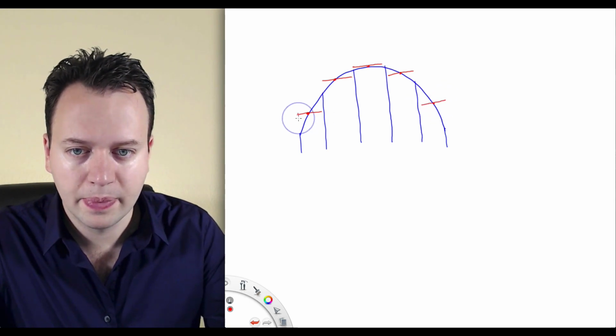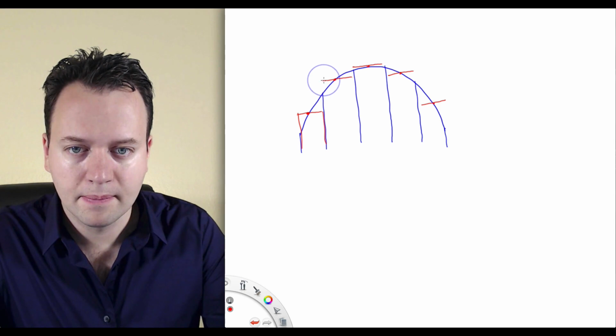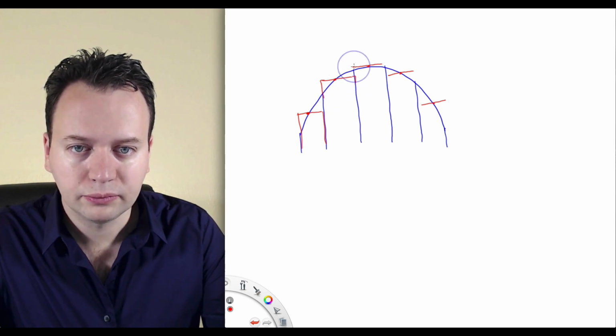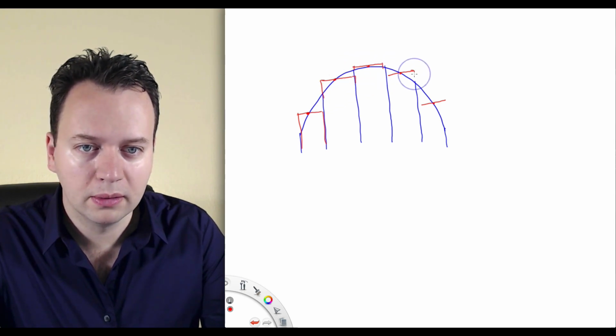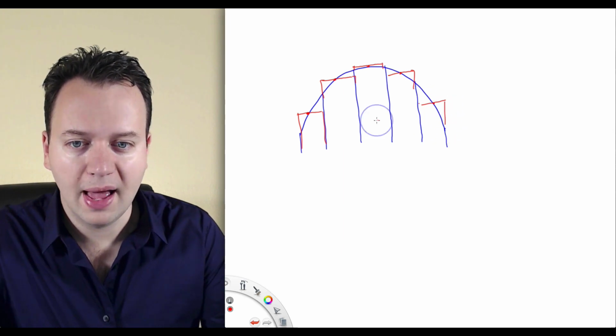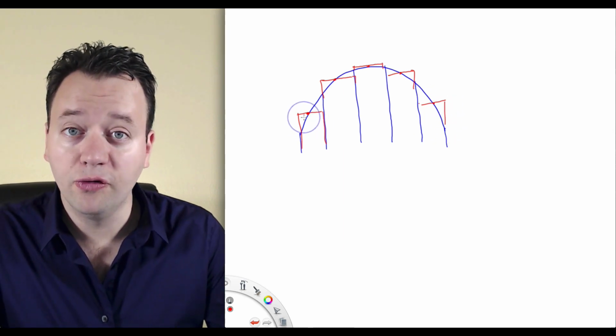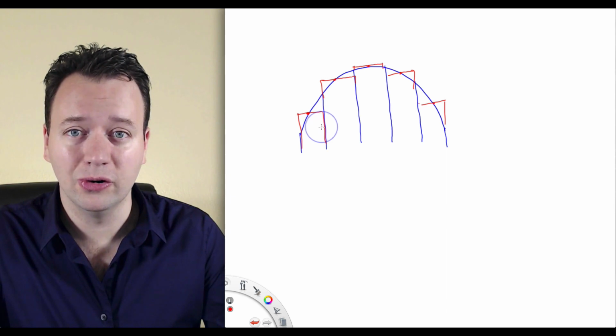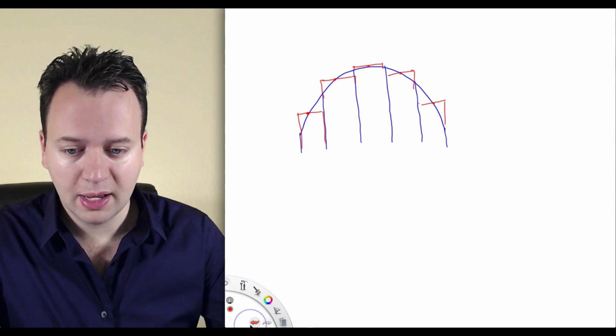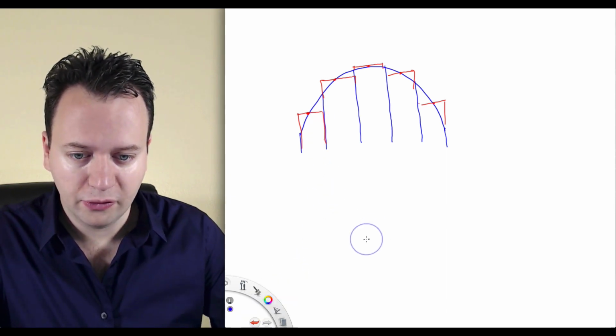Like that. So using the midpoint rule, part of the estimate's going to be over the curve and part of it's going to be under the curve. So let's look at this a little bit more carefully.